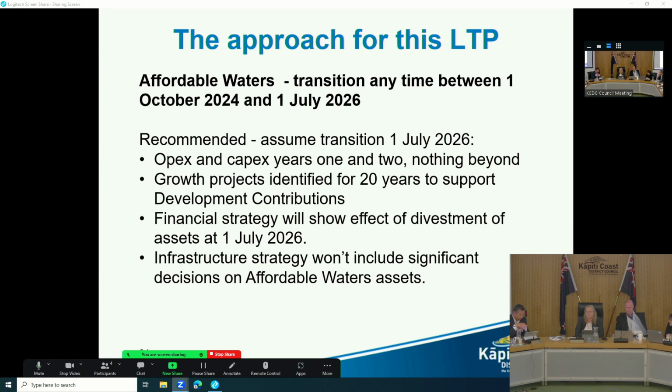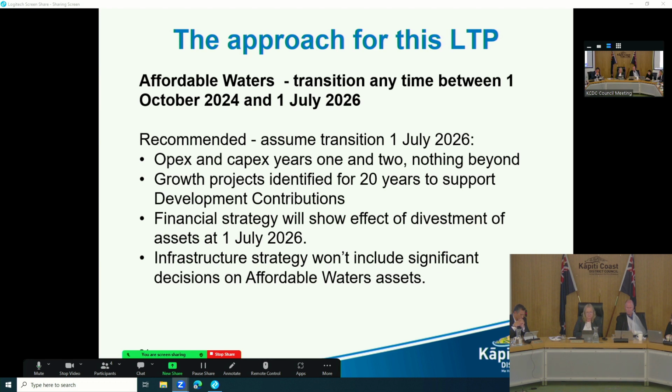So we're going to do OPEX and CAPEX for years 1 and 2. When I say nothing beyond CAPEX, we will have to do CAPEX beyond because we're contributing to a Entity G asset management plan and that information will be required, but we've already got that. Growth projects identified for 20 years to support the development contributions policy. Financial strategy will show the divestment of assets at the 1st of July 2026. And the infrastructure strategy won't include significant decisions on Three Waters.